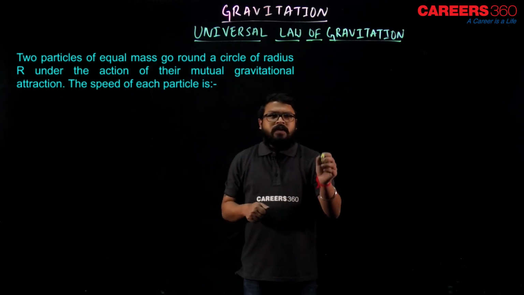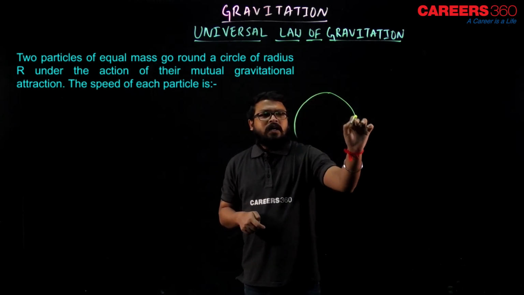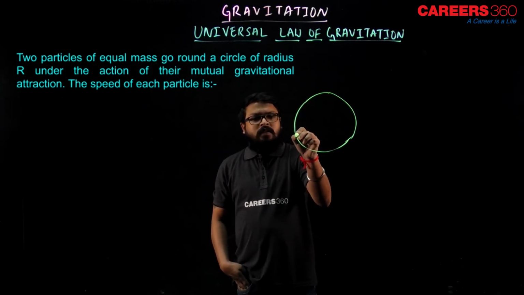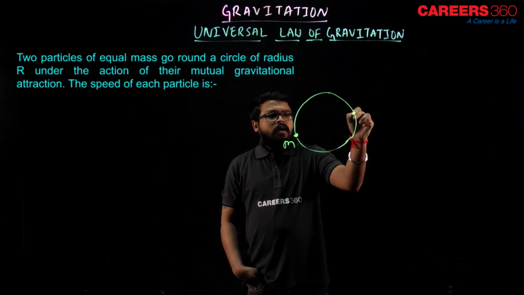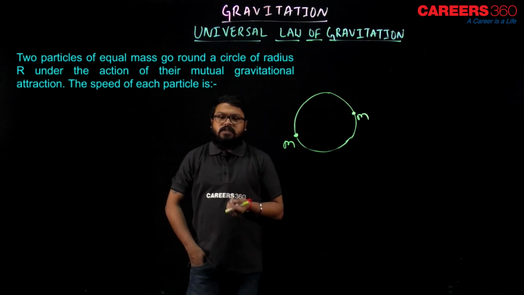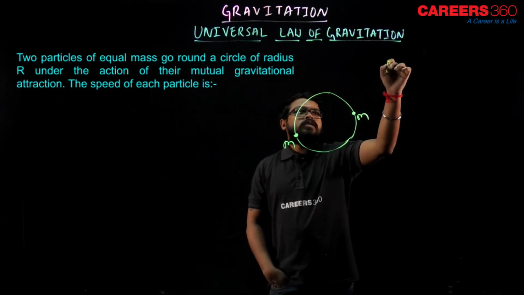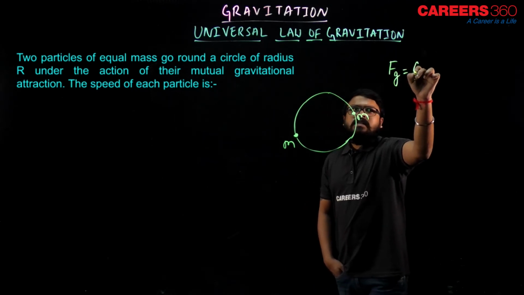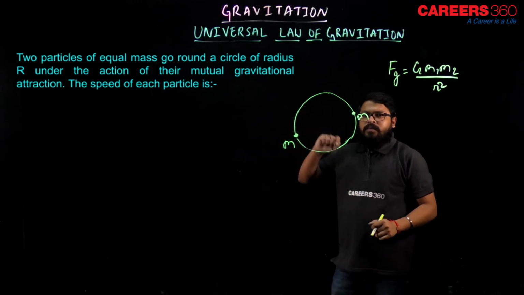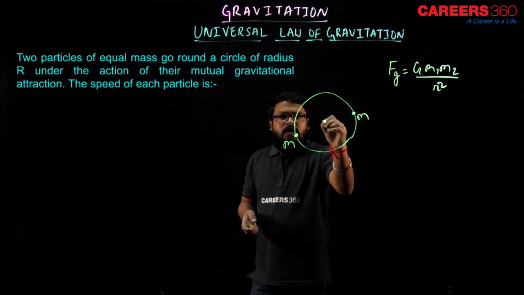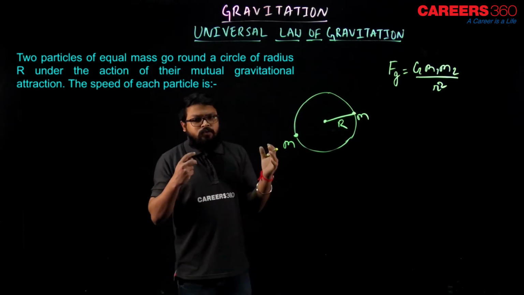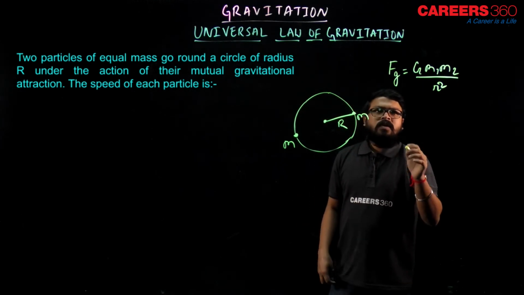Now let me tell you, if the two particles are moving on a circular track, round and round, both the particles will attract each other, because every object in this universe attracts each other, and that force is nothing but force due to gravity, given by G m1 m2 upon r square, isn't it? So over here the radius of this circular track is r. Clear?